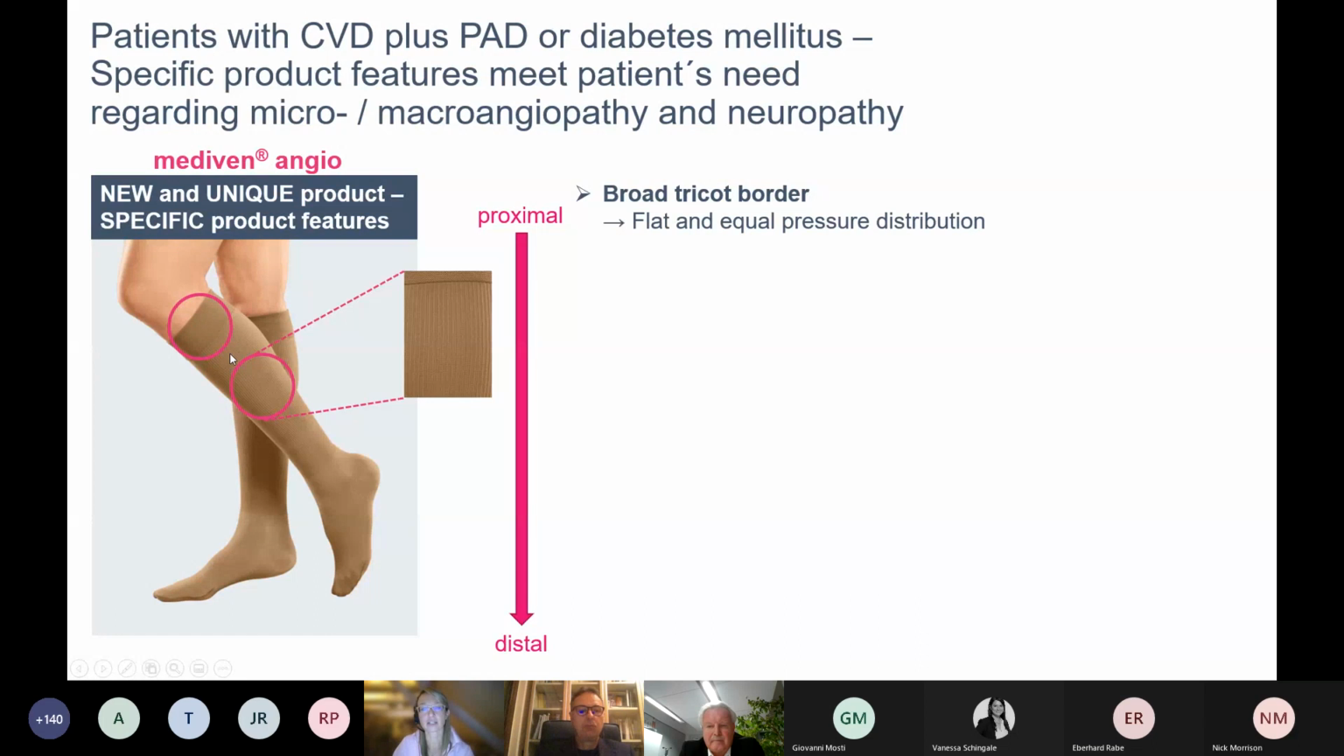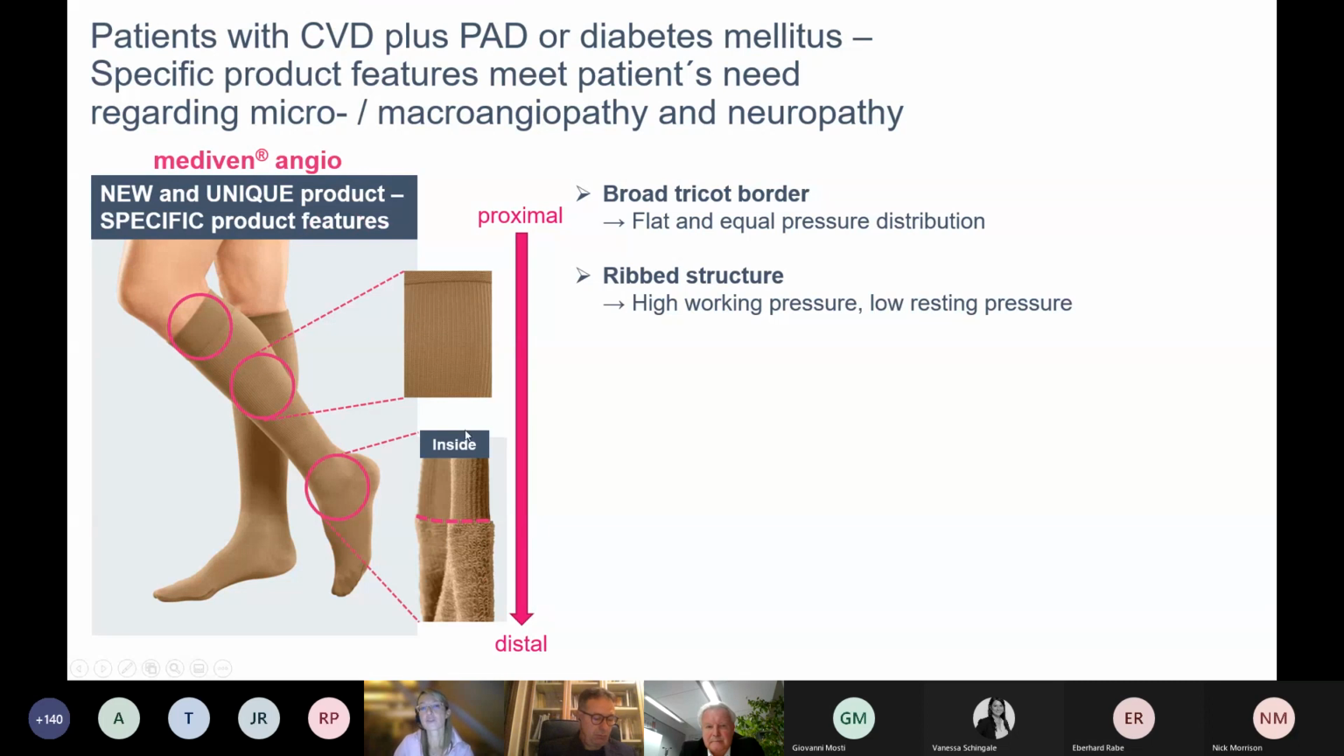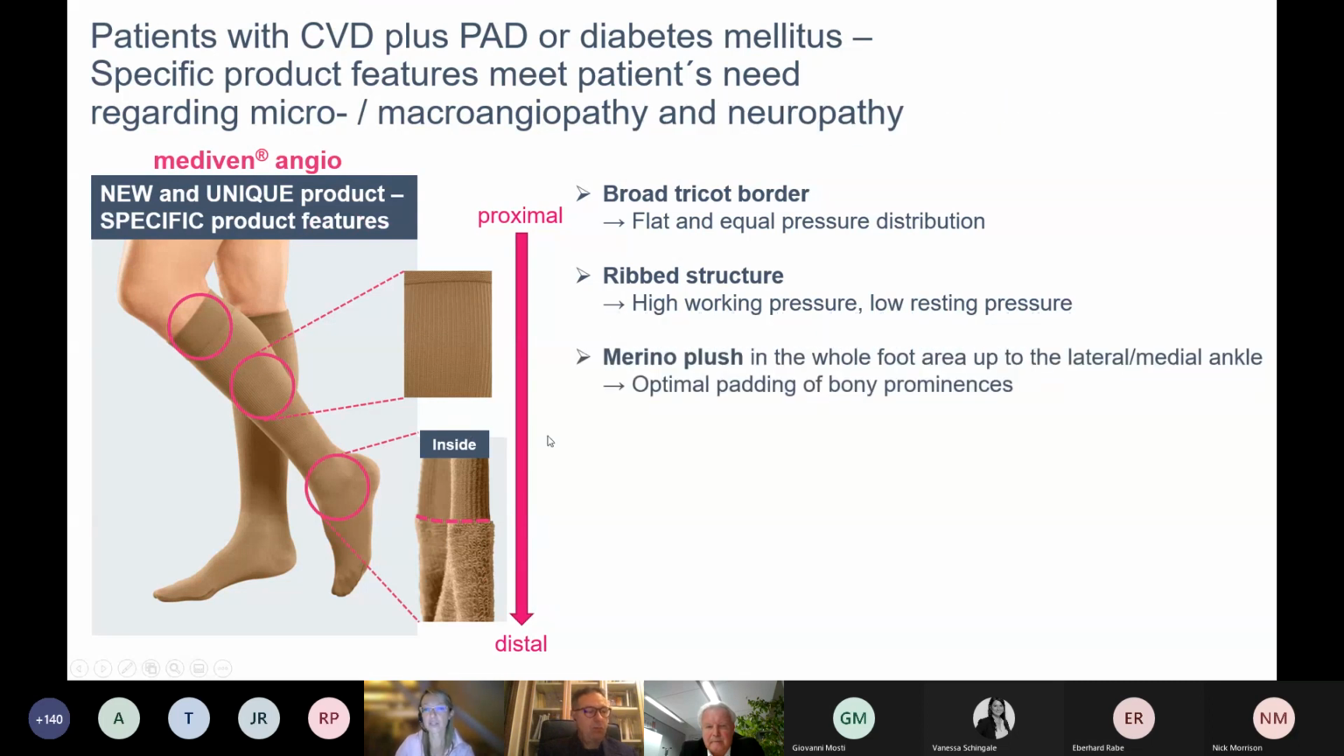Then let's go more distal. This stocking has a ribbed structure at the calf, and you can imagine why we designed the stocking with this ribbed and strong structure, because of course we want to ensure a high working pressure and a low resting pressure. And also due to this ribbed structure, we can ensure a good positioning of the stocking on the lower extremity of these patients. And then the most important feature, I think, is the merino plush within the whole foot area. So we have this optimal padding.